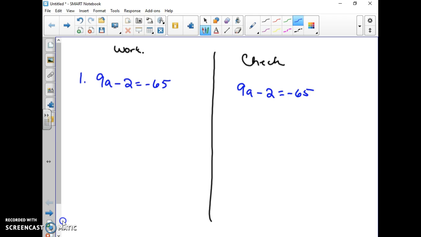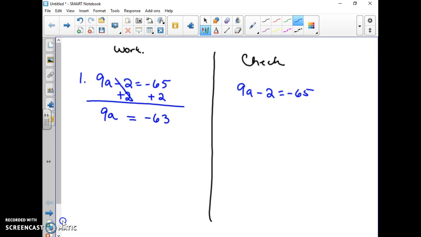Okay, so remember, we're going to locate that variable. Here's our variable. We want to get that variable all by itself. To do that, we're going to undo the addition and subtraction first. Here's my subtraction. I'm subtracting 2, so it's a minus 2. We're going to undo that, so we add 2. You bring down your 9a, and negative 2 plus 2 cancels out. Bring down our equal sign, and now negative 65 plus 2 is negative 63.